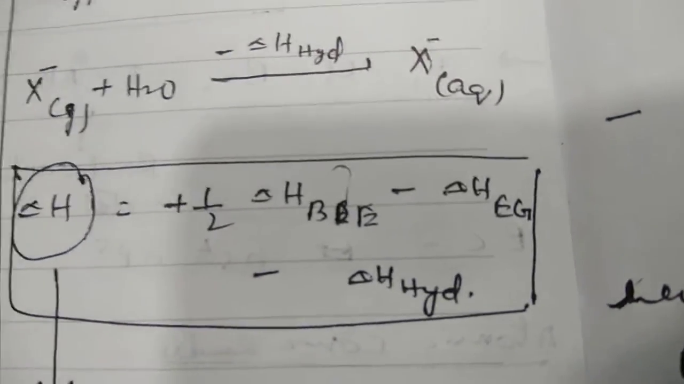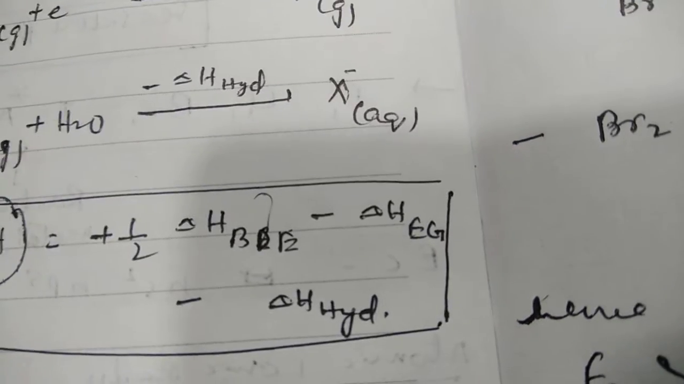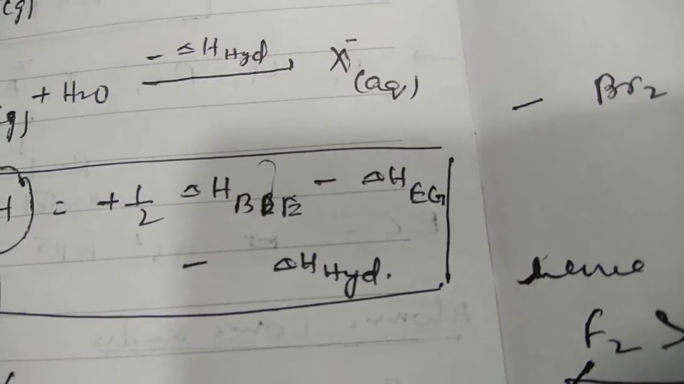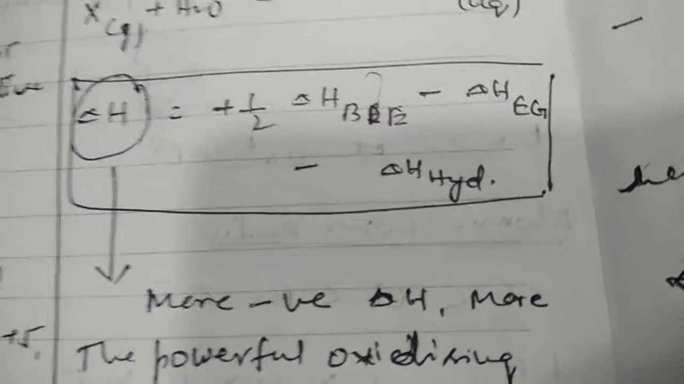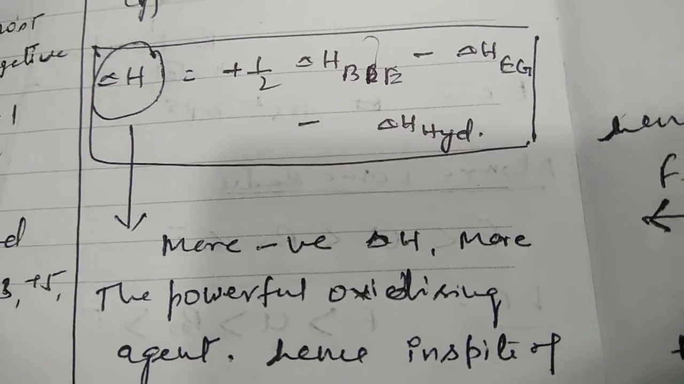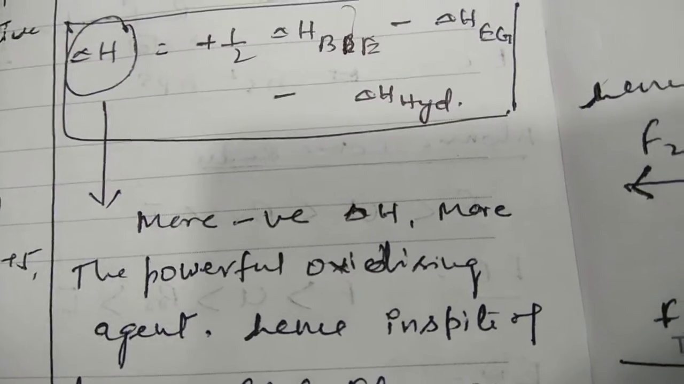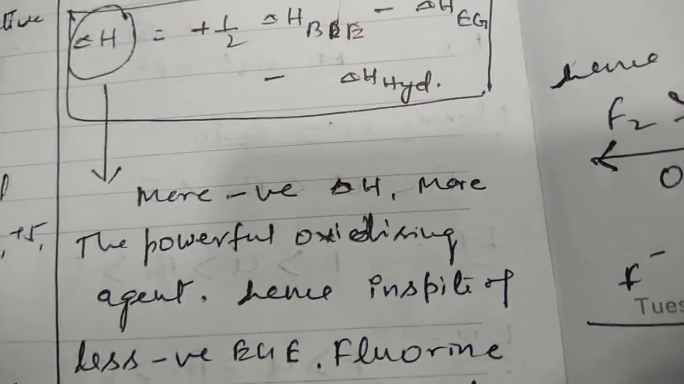Overall, when we conclude all changes of energy, delta H is plus half bond dissociation enthalpy, minus electron gain enthalpy, minus hydration enthalpy. Class, this delta H is the overall change of energy during this process, that is, during conversion of halogen atom into halide aqueous ion.